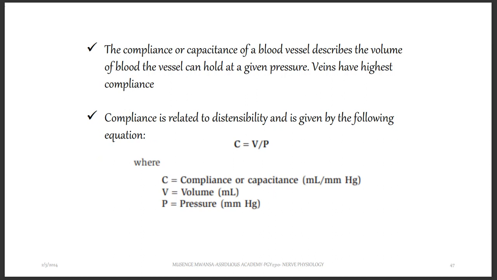So compliance, also known as capacitance of a blood vessel, describes the volume of blood the vessel can hold at a given pressure. So veins have the highest compliance, as we've already said. And compliance is related to distensibility, how much you can distend a blood vessel. That is given by compliance equals volume over pressure. Okay, volume just means how much a blood vessel can fill, divided by the pressure.